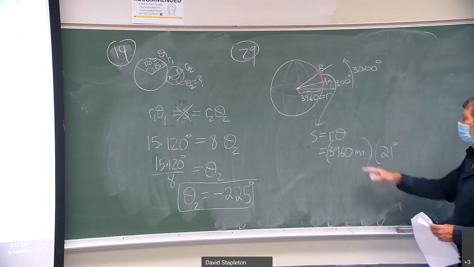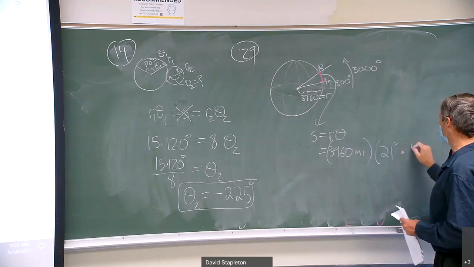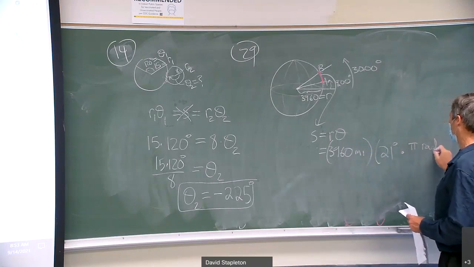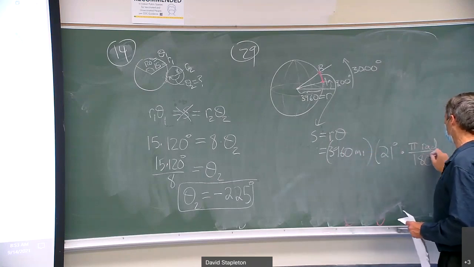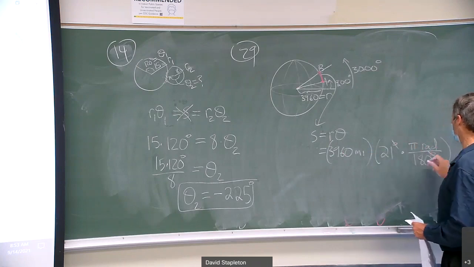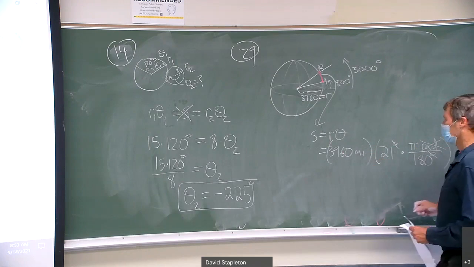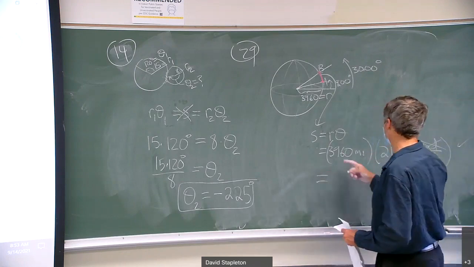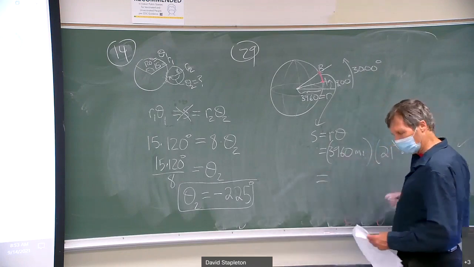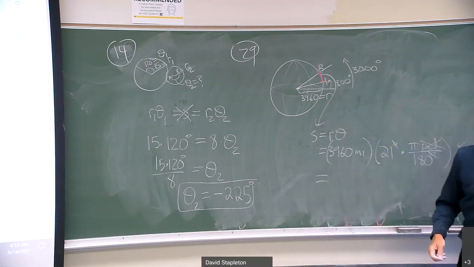S equals r theta only works in radians. You multiply by pi radians for every 180 degrees. Now the degrees cancel. The radians go away any time because they're unitless, and I've got miles. Good. So there's the other reason to write the units. I need 3,960 times 21 times pi over 180. Hopefully I'll get the answer in the back.